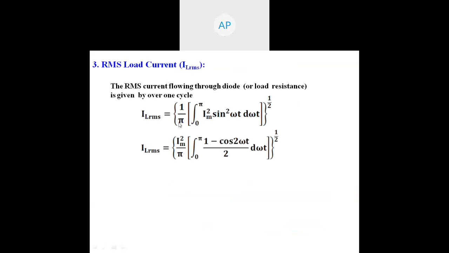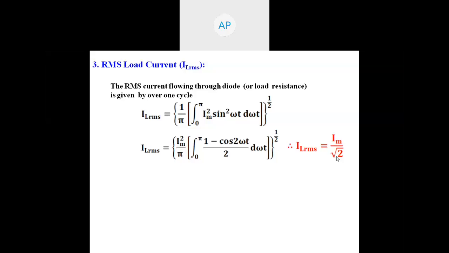So the entire cycle duration is a pi, and the duration starts from 0 and ends at a pi. If we simply plug all this in, you will have this expression. Simply use the trigonometric rule for the sine square. Integration of a sine square is not possible directly by the integration rule, so we have to convert this sine square omega t into another form by using a trigonometric property.